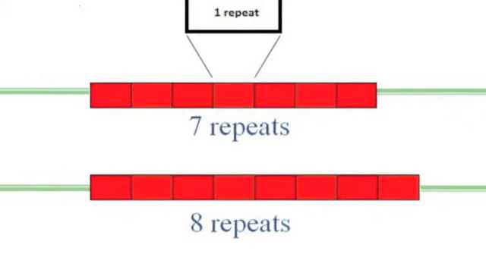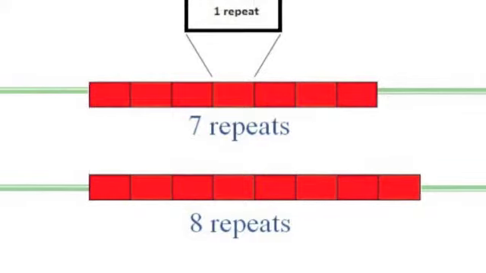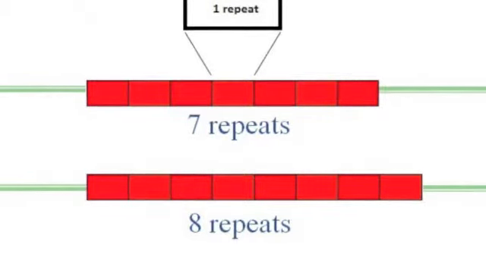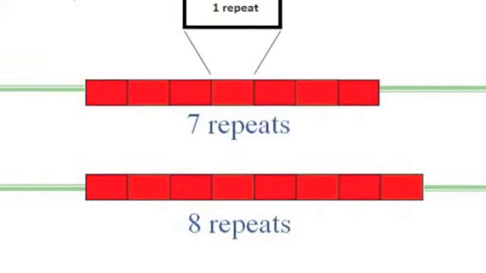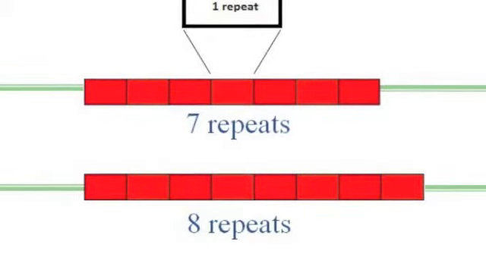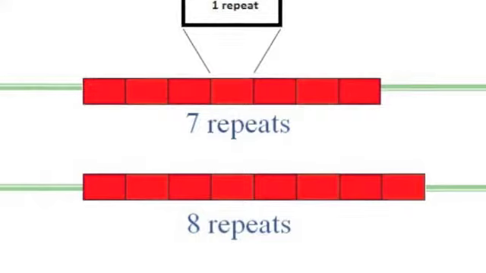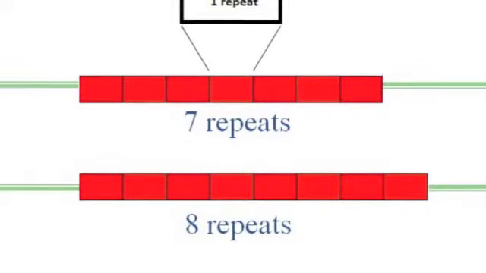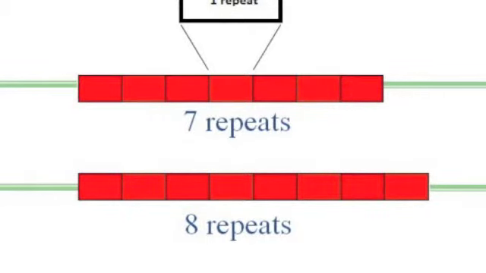PCR, which is polymerase chain reaction, is used to magnify the length of the short tandem repeats. The difference between restriction fragment length polymorphism and short tandem repeats is that the short tandem repeats are easier, a lot more accurate, take less time, and don't need as much DNA because they replicate it.